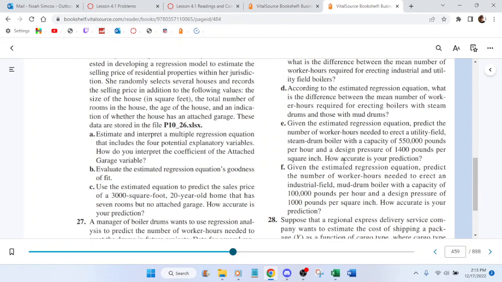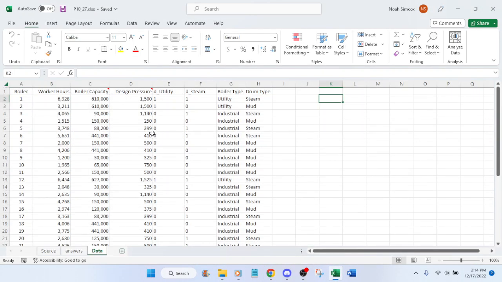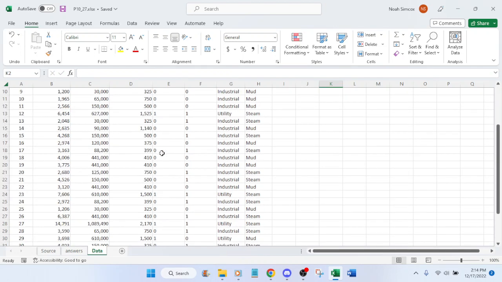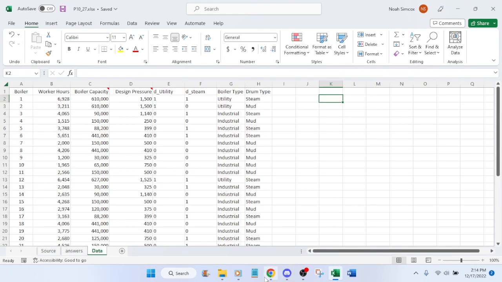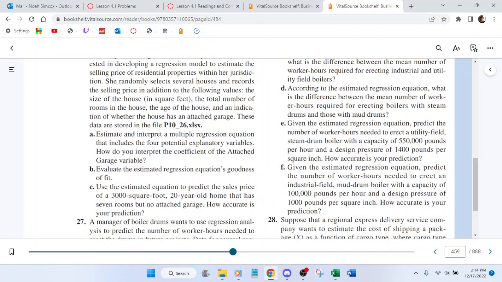Hate this. Why? How are you supposed to know how accurate your prediction is? What on earth, dude? Seriously? The design pressure of 1400. Are there any 1400s here? Nope, not a single one. This is ridiculous. The only way you could know how accurate it is is if they gave you the real price, the actual price. How are you supposed to know?